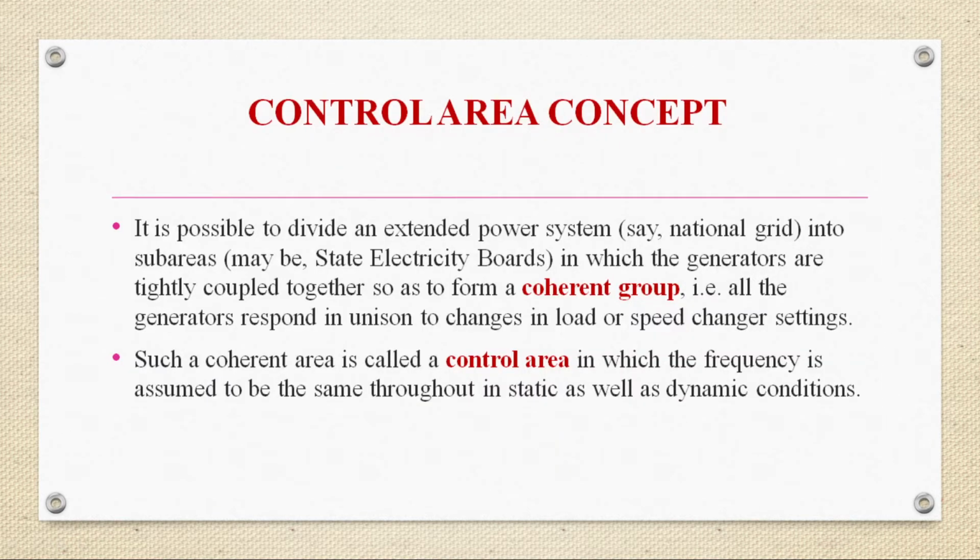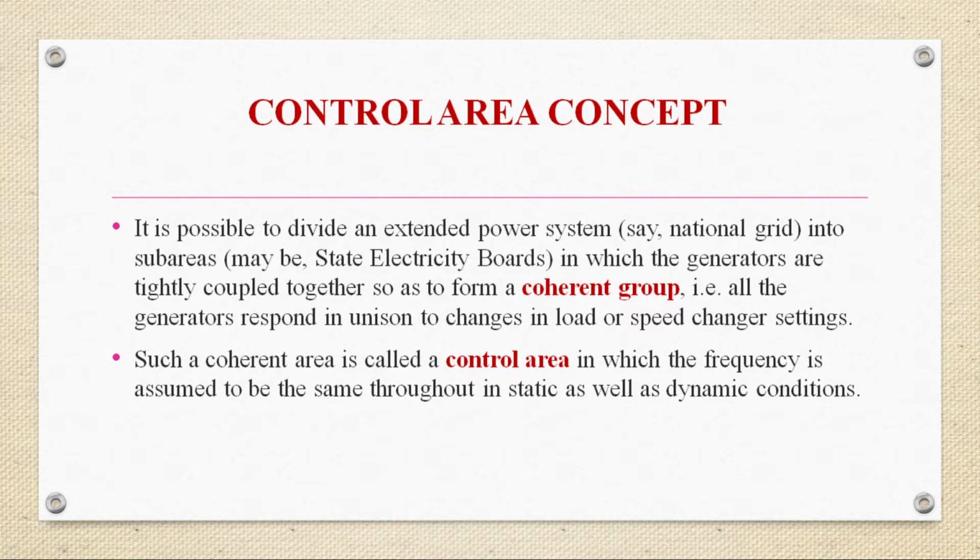Now let us see the control area concept. We divide an extended power system into sub areas where all the generators are coupled together and form a coherent group. This we have already discussed in previous classes. All the generators start and end at a time, and then it is called a coherent group. All the generators respond in unison to changes in load or speed changer setting. Then that group is called a coherent group.